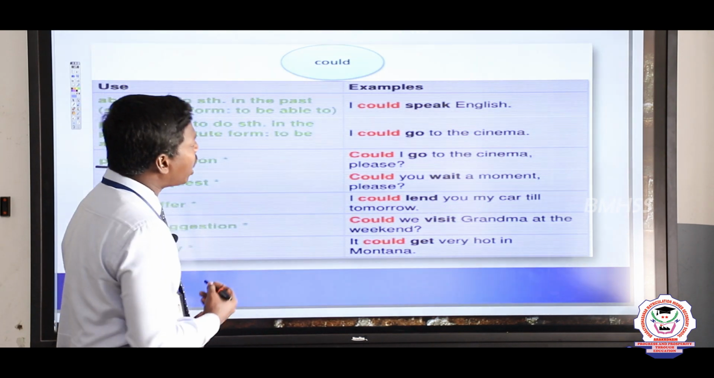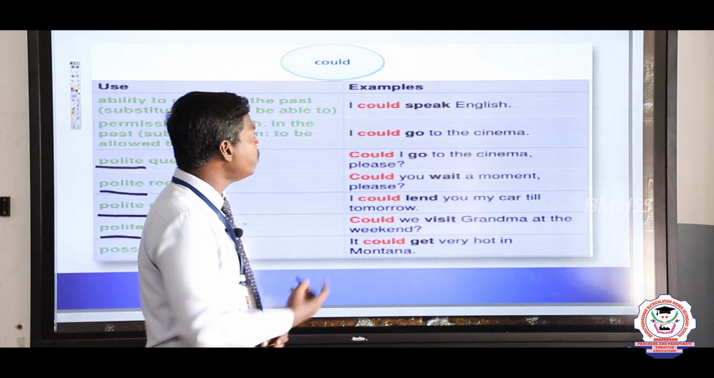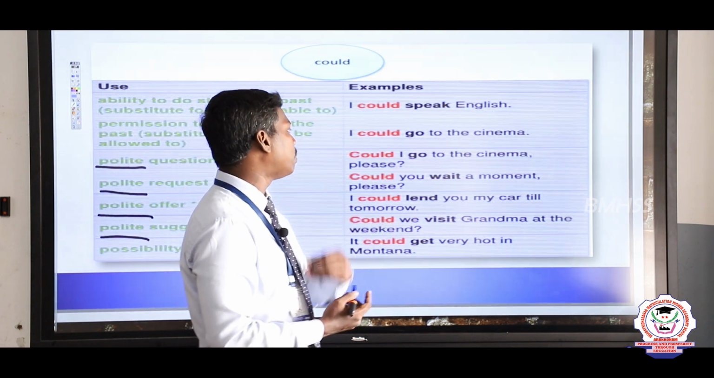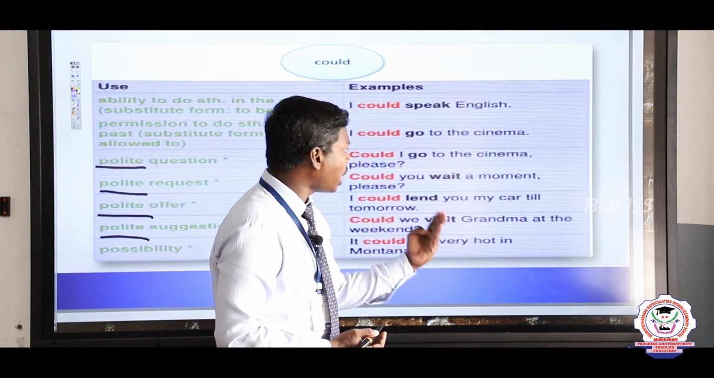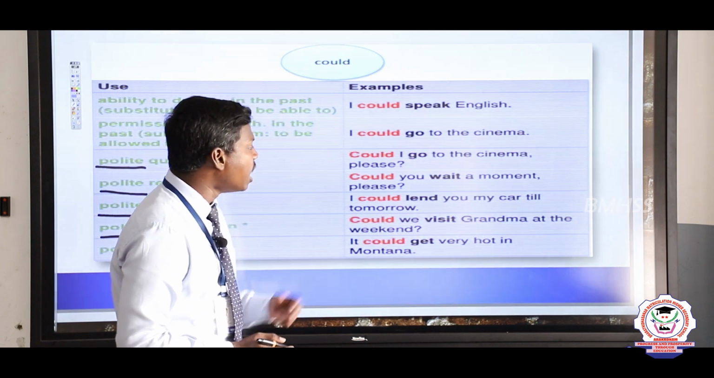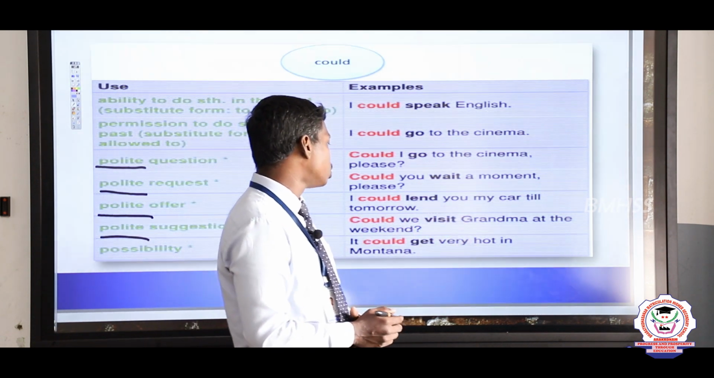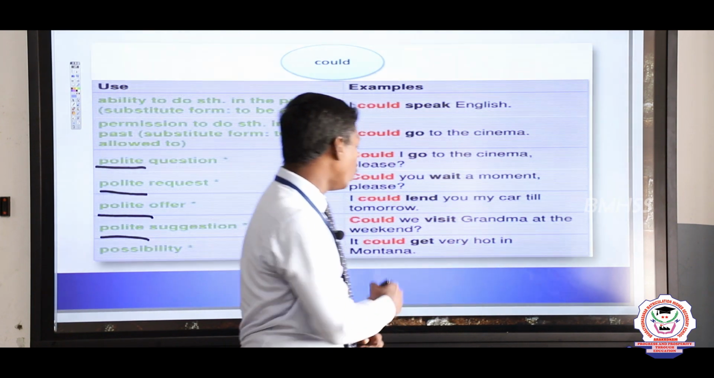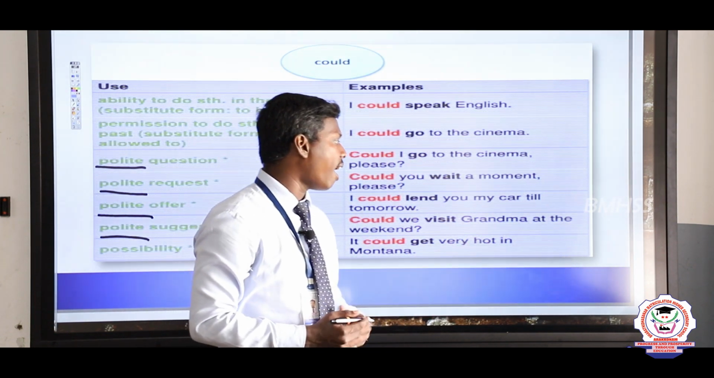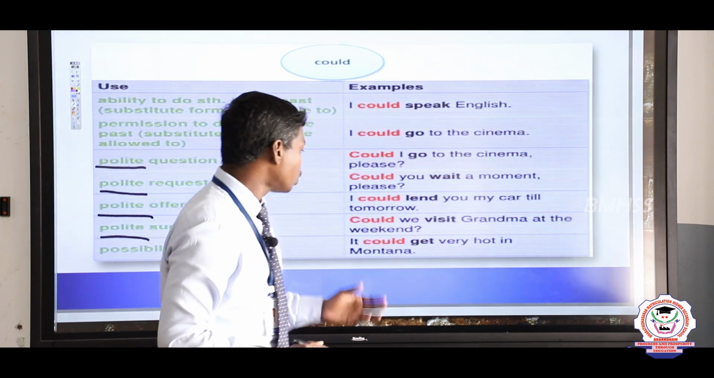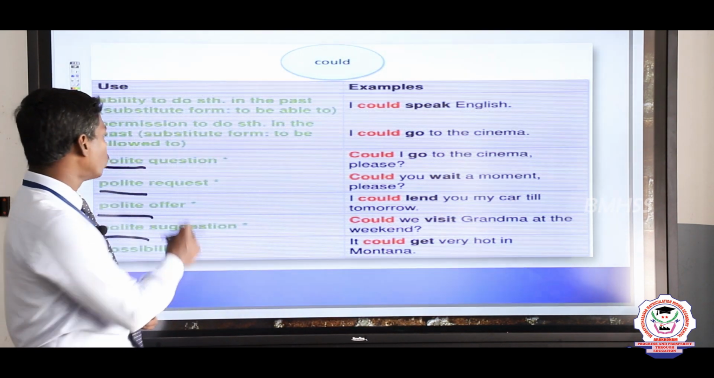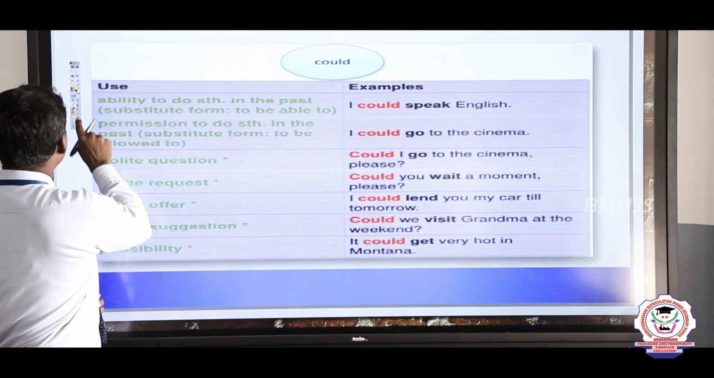I would like to read out the examples given for you. I could speak English. I could go to the cinema. Could I go to the cinema, please? Could you wait a moment, please? I could lend you my car till tomorrow. Could we visit grandma at the weekend? It could get very hot in the mountain. So that is how the application comes under. Keep it in your mind, dear students.